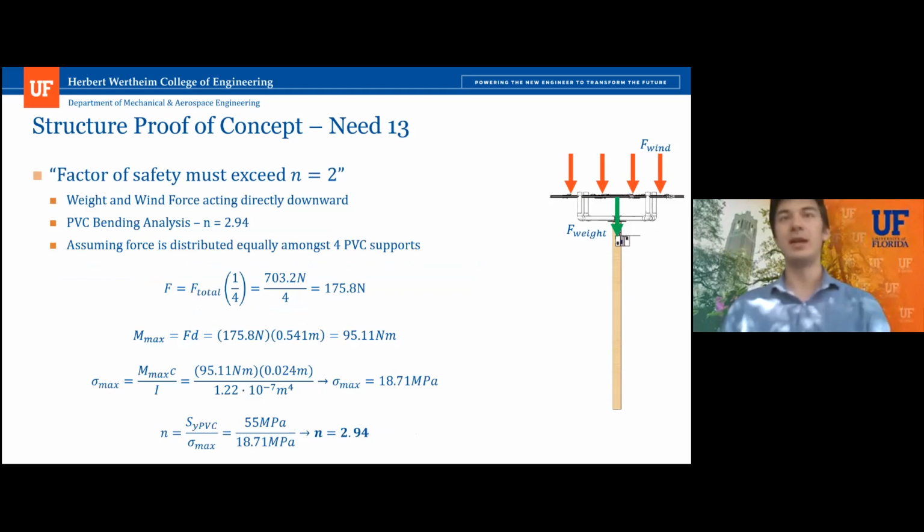This is a bending analysis on the PVC with the forces going in this direction. I was able to find a factor of safety of 2.94, assuming that the four PVC supports distributed the mass equally.